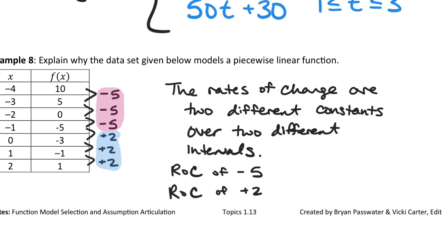That's our indicator that not only do we have a linear function, but we have a piecewise linear that switches from being linear with a slope of negative 5 to linear with a slope of positive 2. That's going to be our break in our Frankenstein graph. So we're adding complications to all of the things we'd already known before.